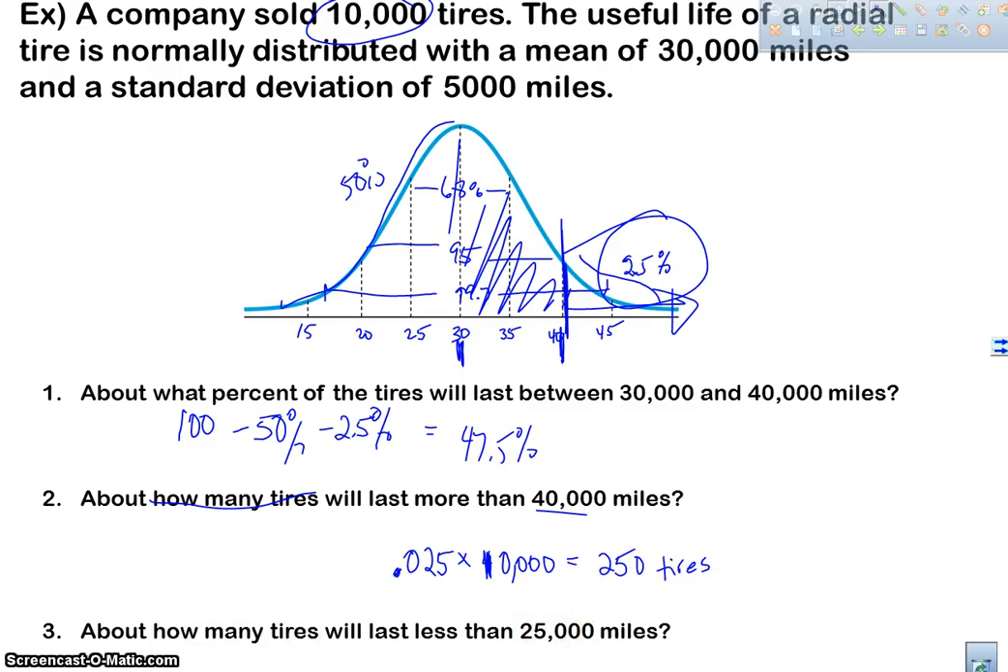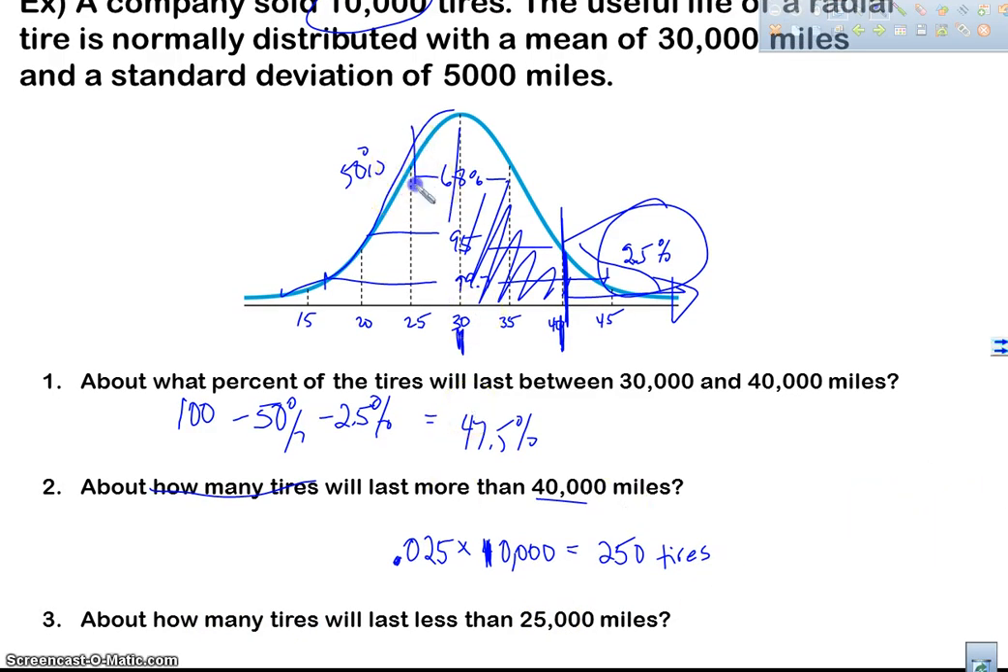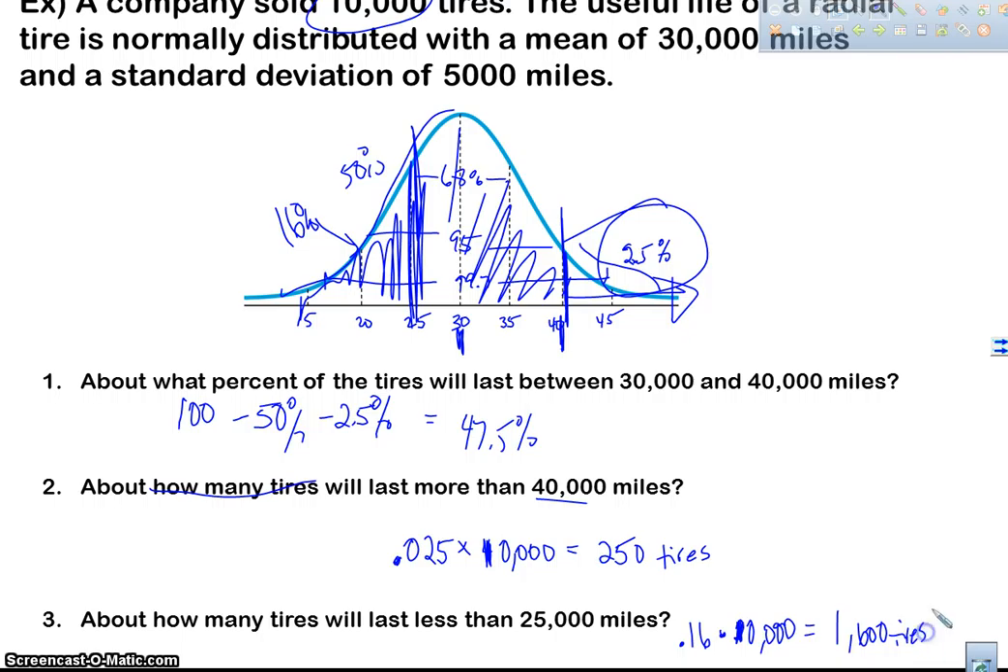About how many tires will last less than 25,000? So here's 25,000. We want less than that. That's over here. Okay, that's going to be 16% total. So I'm going to multiply 0.16 times 10,000, because that's how many tires we sold. And that's going to be 1,600 tires. All right, so we're just using the normal model, the percentages, and multiplying.